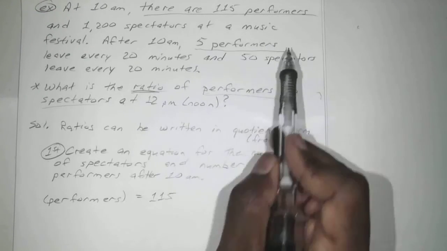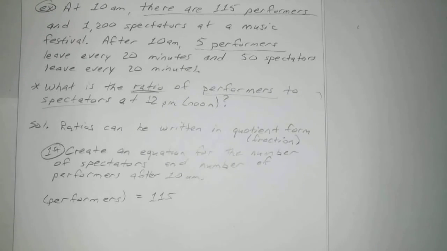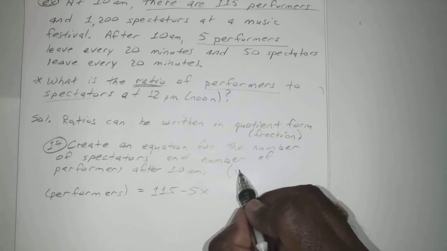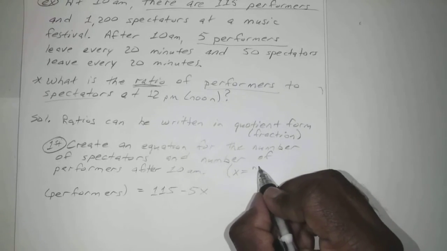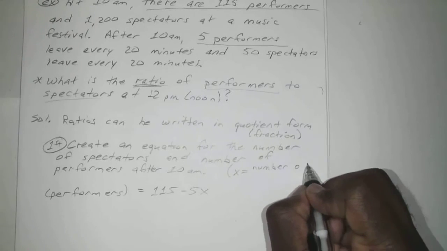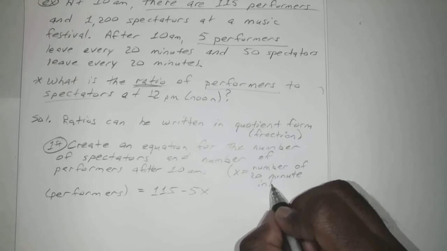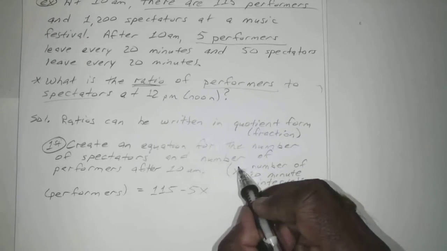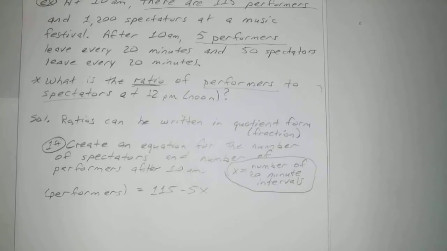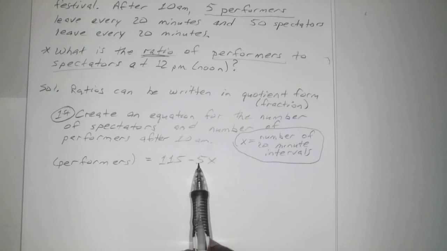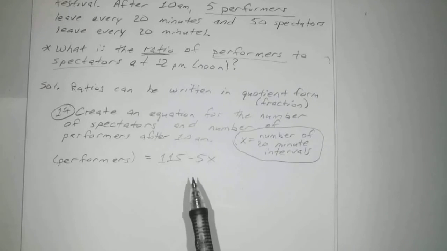And we see that 5 left every 20 minutes. So if we let our x equal our 20-minute interval, it's 115 minus 5x, where x is the number of 20-minute intervals. Okay, we didn't quite calculate the intervals yet, but we know that every 20 minutes, you have minus 5s. So after the first 20 minutes, you'll lose 5. After the second, you'll lose 10, so on and so on.